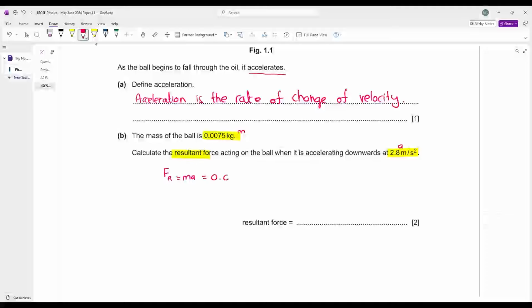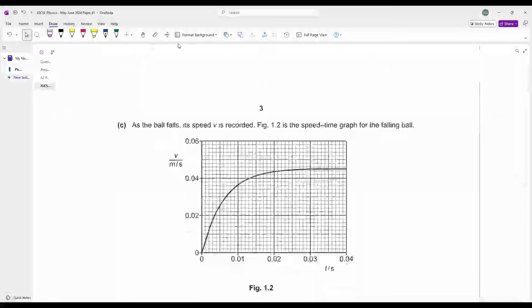Mass is 0.0075 into acceleration, that is 2.8. Can you calculate the resultant force? Yes, 0.0075 into 2.8. The answer of resultant force comes out to be 0.021 Newton. Simple as that. Let's further move ahead.